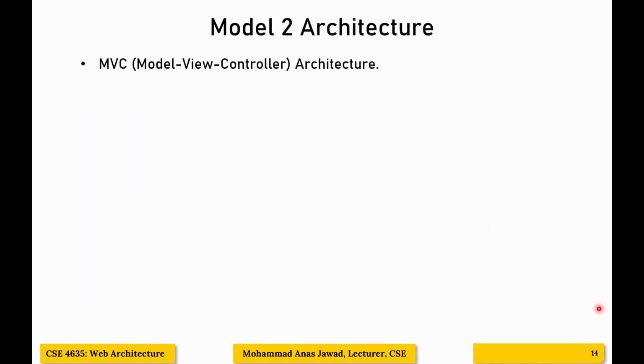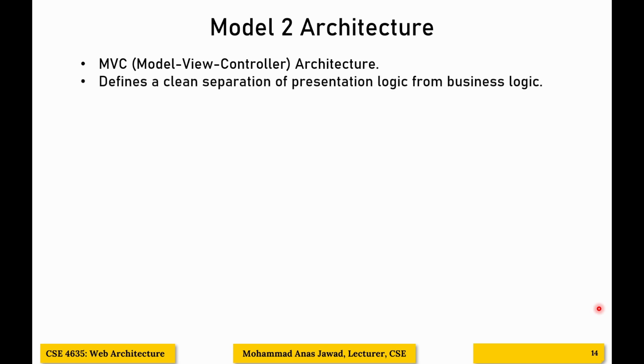The Model 2 architecture is essentially the MVC architecture, that is the Model View and Controller architecture. So since it follows the MVC paradigm, it defines a clear separation of concern for the presentation logic as well as the business logic. Now, presentation logic consists of everything needed to format the information into a form that the client can see and understand clearly. By separating the presentation logic from the business logic, both parts are kept simple and are more easily manipulated and managed.